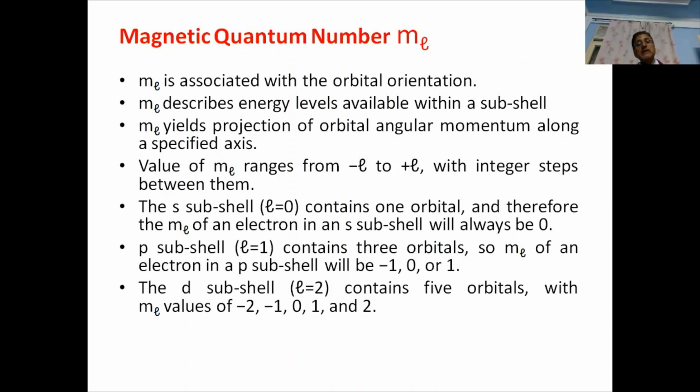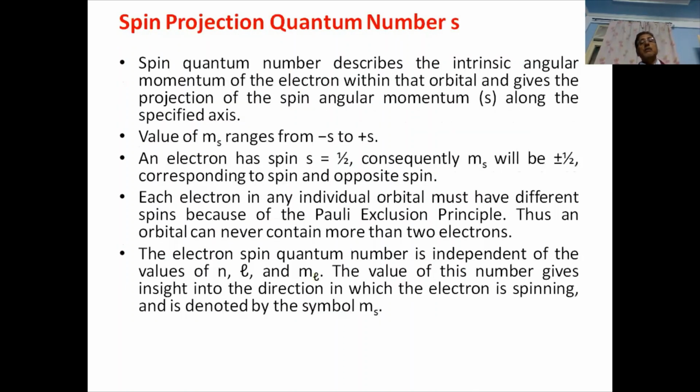The p subshell, that is l equal to 1, contains 3 orbitals. So ml of an electron in a p subshell will be -1, 0 or 1. The d subshell, that is l equal to 2, contains 5 orbitals with ml values of -2, -1, 0, 1 and 2. Now, the spin projection quantum number s.